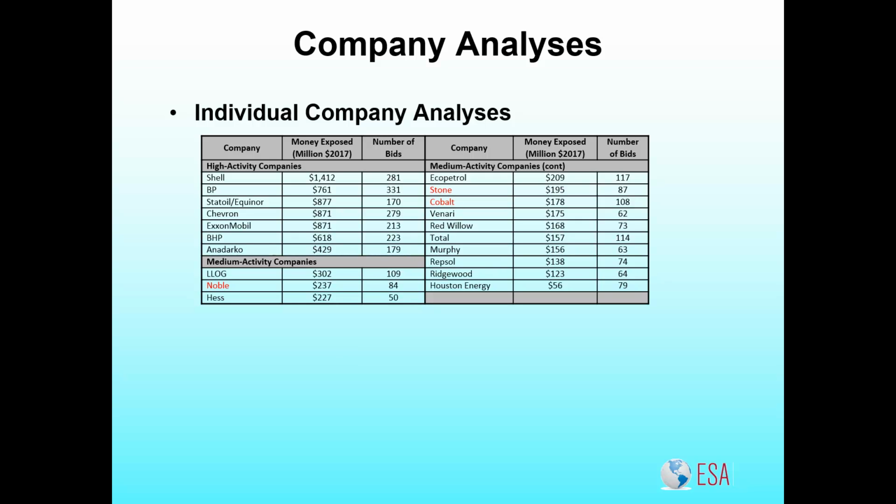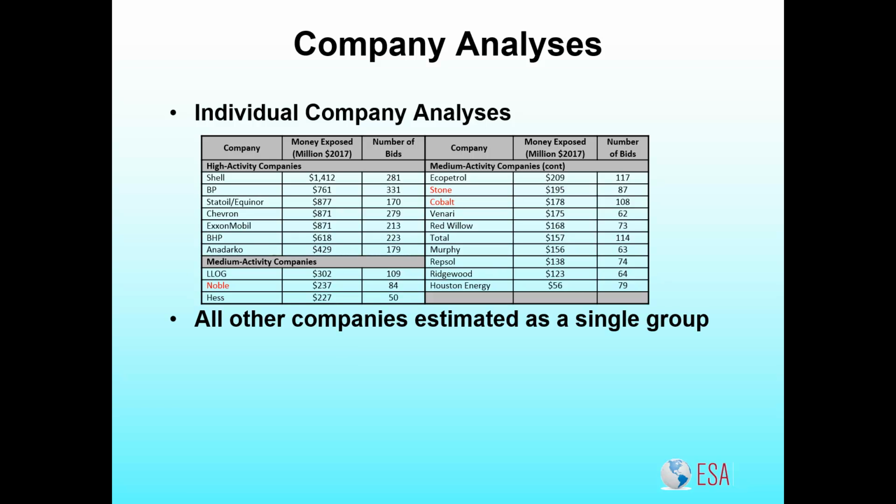Like I said earlier, the individual companies get a particular model made for them. And so here is a list, and again, we've sorted them into 2 general categories, high and medium activity, based on how many bids they're having and their money exposure. All of these get their individual models made. Notice in red, there is Noble, Stone, and Cobalt. As of making this video, they are no longer active in the Gulf. So for current forecasts moving forward, they do not contribute. And as companies either drop out or come in, we'll add them or remove them as needed from this analysis.